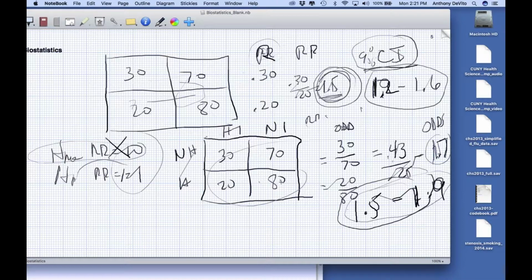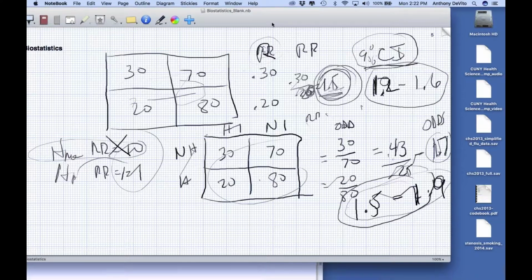Just a quick question for the top grid for the relative risk. You had 0.30 over 0.25. I didn't know where you got the 0.25. Oh, did I say that? 0.20. Okay, 0.2. Yeah, it's 1.5. 30 over 20 is 1.5. I'm not even sure how I wrote it. So yeah, that's what we're dealing with here.